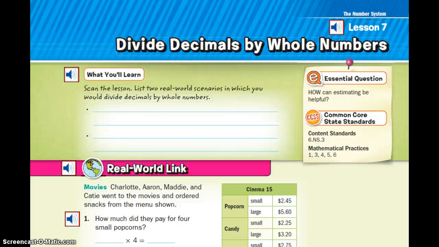Hi, we're on Chapter 3, Lesson 7, Dividing Decimals by Whole Numbers. Please turn to page 231 in your textbook.